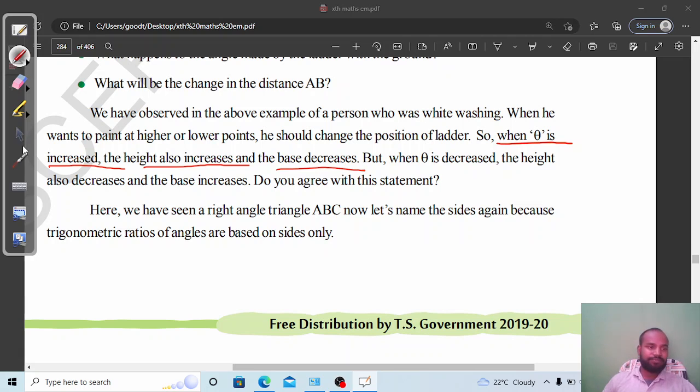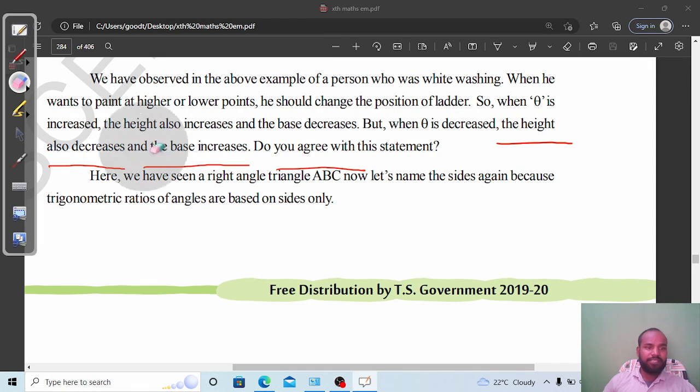What he is saying is, when theta increases, theta is nothing but the angle, when it is increased, height also increases. Yes or no? Height also increases, but base decreases. So this is a thing we have to know from this point. So okay, next.